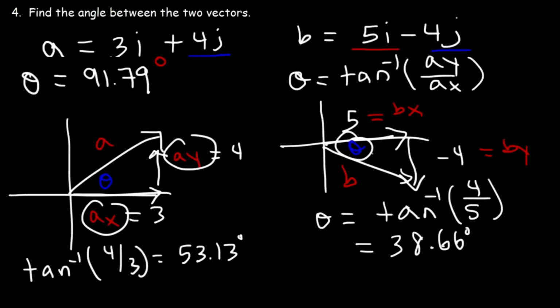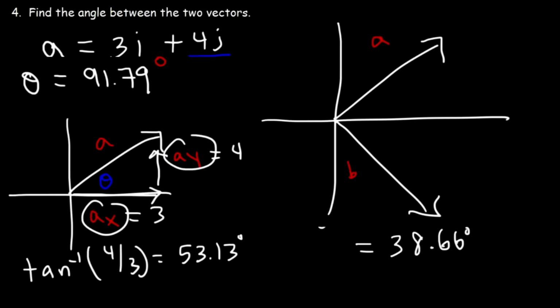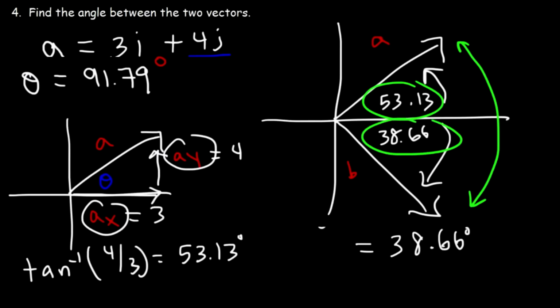Now let's put it together. Let me just get rid of this stuff here. So vector A is in quadrant 1, as we mentioned before, and vector B is somewhere in quadrant 4. The 53.13 degrees, that's between vector A and the x-axis. And the 38.66 degrees is between vector B and the x-axis. So the angle between vectors A and B is the sum of these two angles.